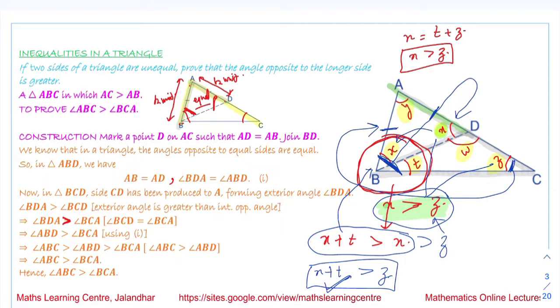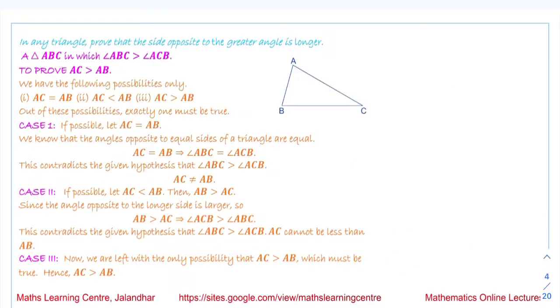The next thing we have to prove is that if any triangle is given, then the side opposite to the greater angle is longer. This is just like the converse of the previous theorem. Suppose we have a triangle ABC in which the angle at B is greater than the angle at C. This is given to us, and we have to prove that the length AC is greater than the length AB.